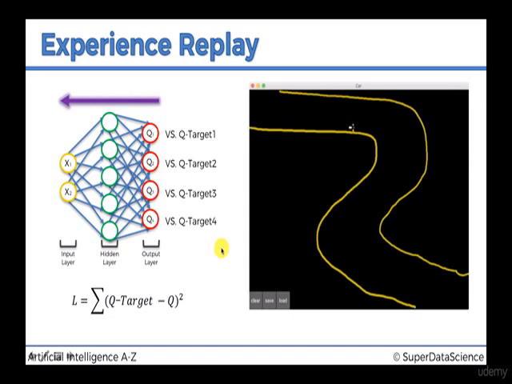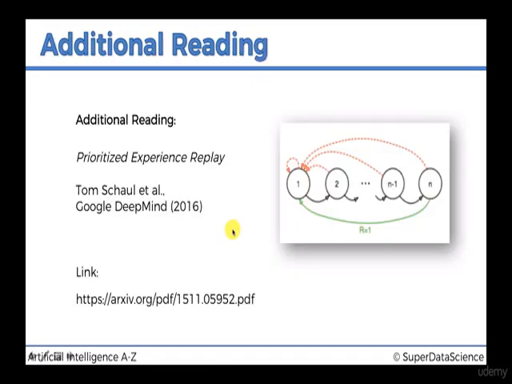If you'd like to read a bit more, there's an interesting article published by DeepMind in 2016. It's called Prioritized Experience Replay, and it talks about why we are using a uniform distribution to select our experiences from the experience batch.